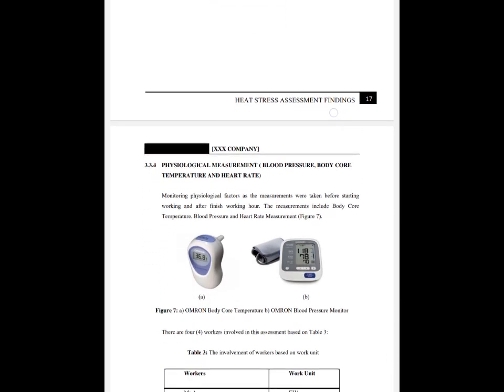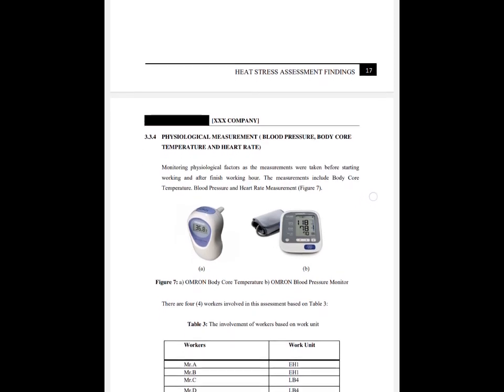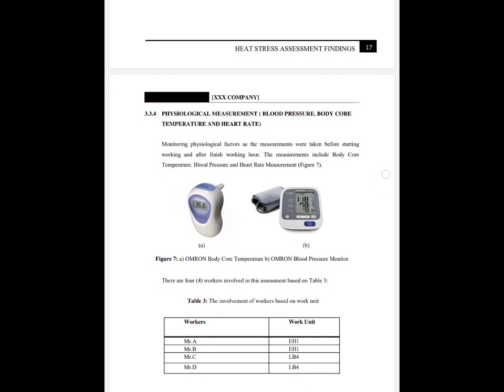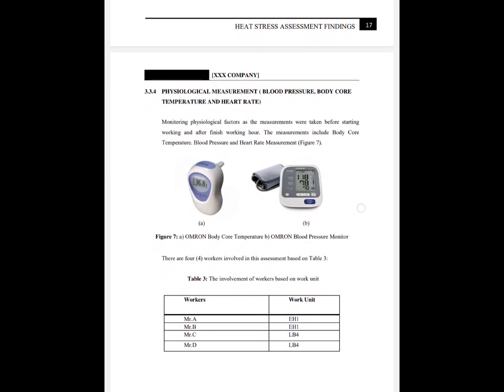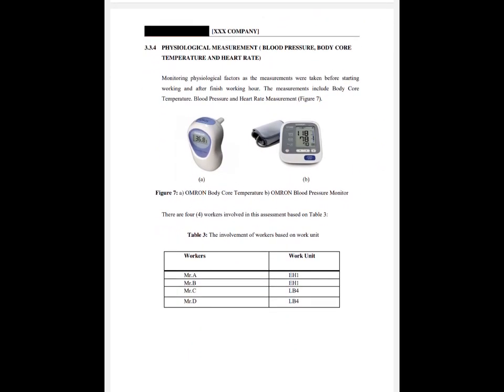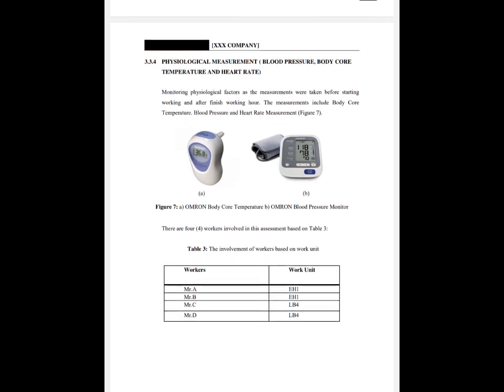Okay, and then for the physiological measurement, this is to know the blood pressure, body core temperature, and heart rate. They are using an Omron body core thermometer and Omron blood pressure monitor. Okay, so that's all for the methodology part.